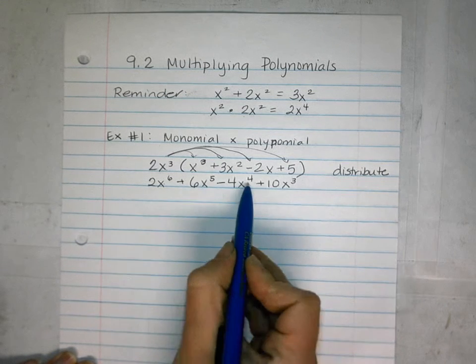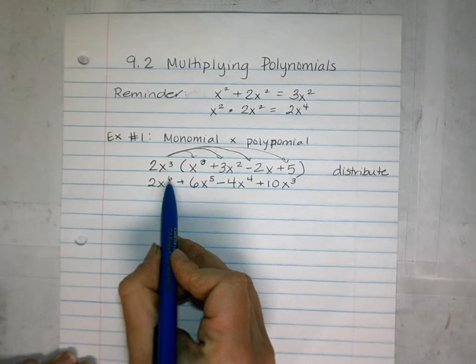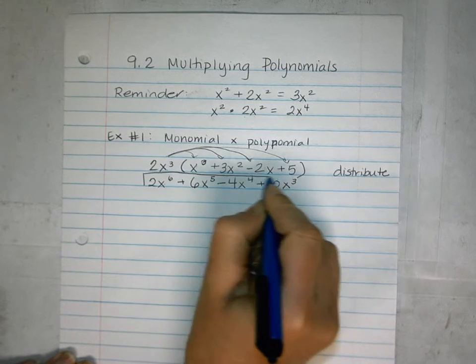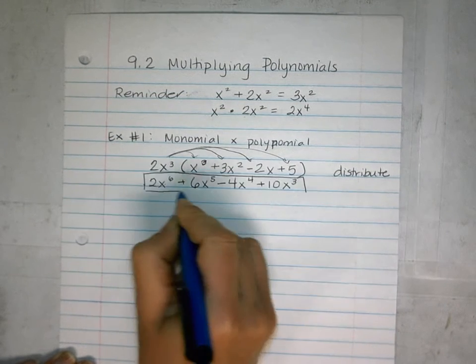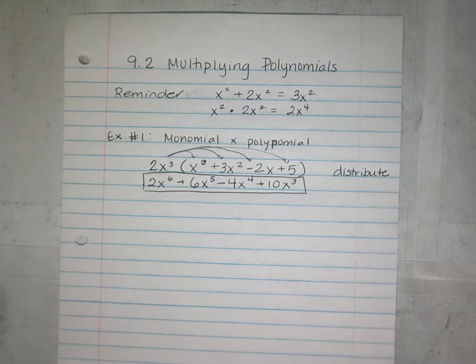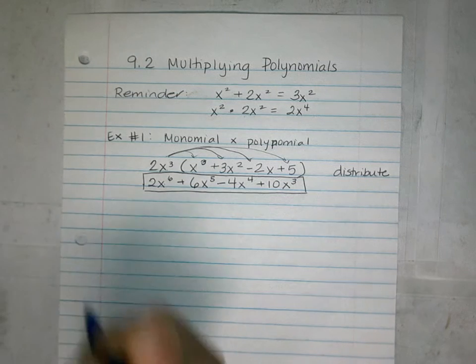These are all different terms because this is to the 6th power, 5th power, 4th power, 3rd power. Therefore, I cannot do anything further. I cannot actually add or subtract as I don't have like terms. Okay? Those are pretty straightforward, and I think you guys will do great here.